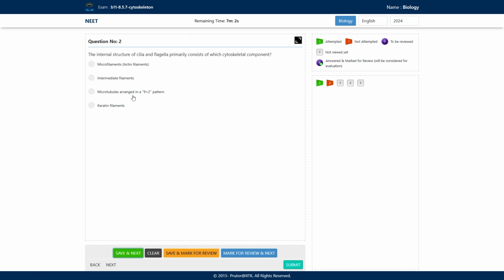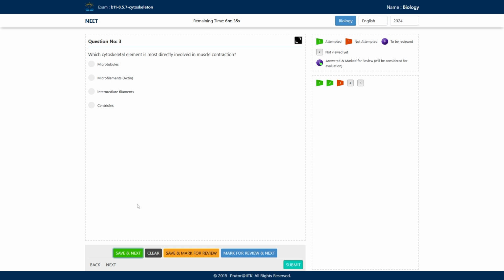See, option number C will be the correct answer here. So cilia and flagella consist of the axoneme. In axoneme, the microtubules, there are 9 peripheral doublet of the microtubules, and there is 2 central microtubules. So there is a 9 plus 2 arrangement. That's why option number C is the correct answer.